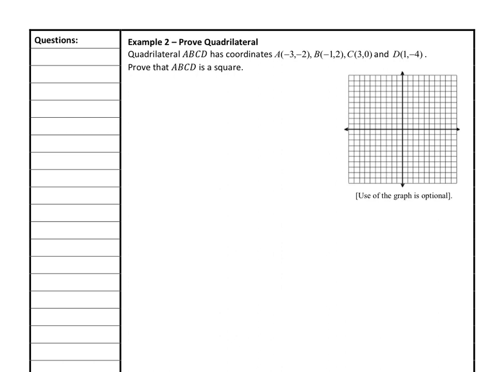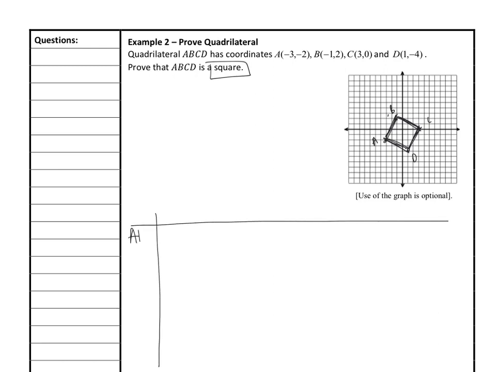Prove quadrilateral ABCD. It has coordinates, blah, blah, blah. Prove that it's a square. All right, so before we go anywhere, let's pause, plot your points, and then make your huge chart. And then we'll figure out what our plan is and how we're going to get there. Okay, so I've plotted, and I'm going to make the huge chart in the biggest amount of space that I see here, which happens to be in this area.